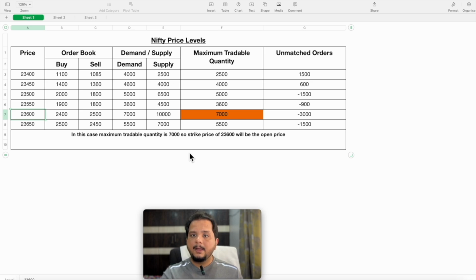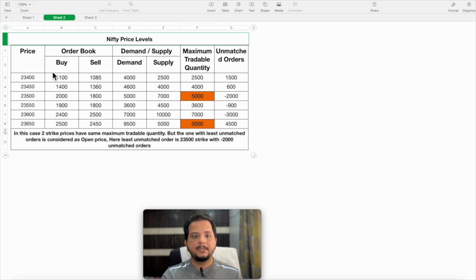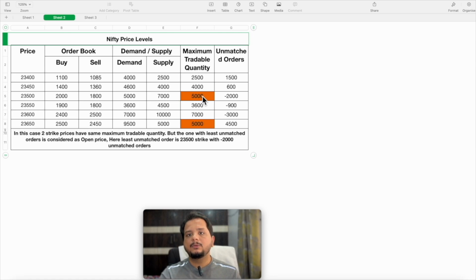And you might have a doubt, sir, what happens in a scenario where two strike prices have the same traded quantity? Yes, you're right, and that might happen in regular sessions also. Let me explain that in detail. Here, in the same scenario, we have the Nifty price levels from 23,400 to 23,650, and here we have two strike prices having the same traded quantity.